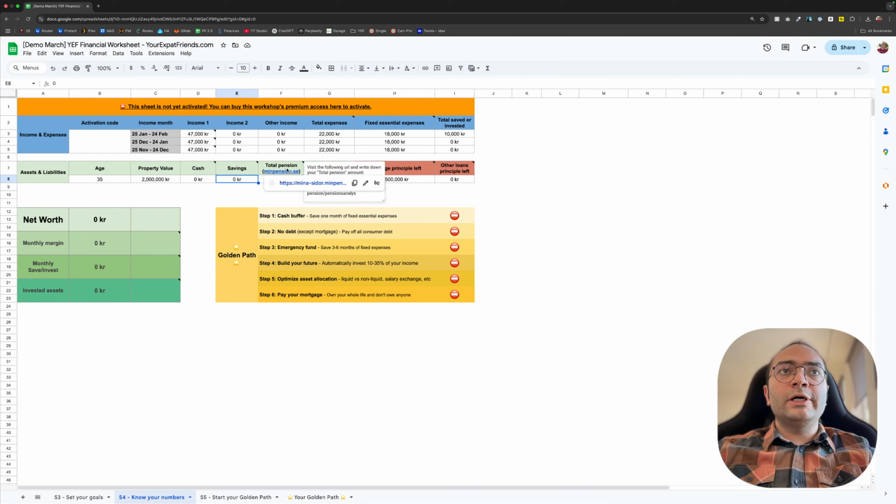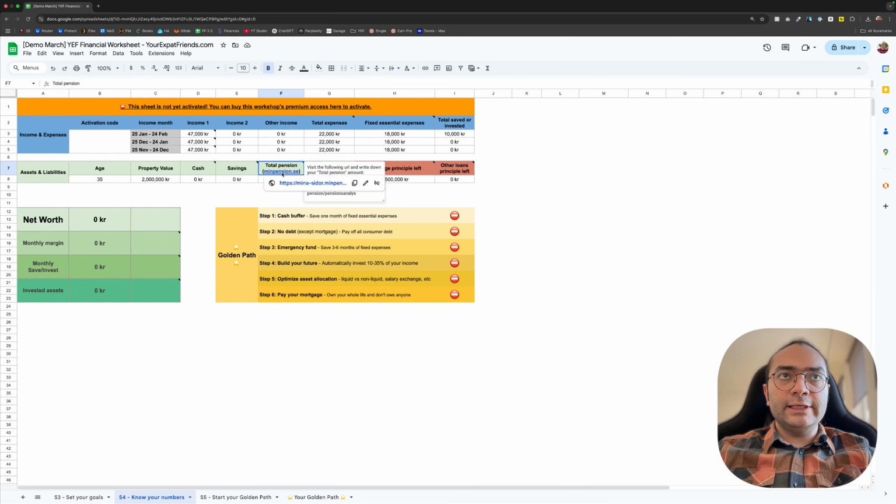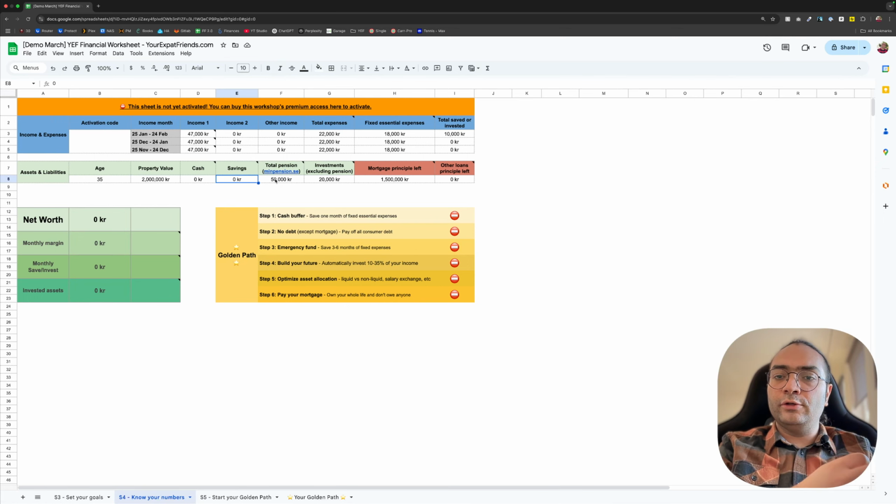And then the next one is your total pension. You want to look at how much pension currently has been put down for you. In order to do that, there is a link here. You can click this link. There is a website that is called Min Pension, which works with the official pension authority of Sweden, Pensionsmyndigheten, and they actually do all of the calculations for you.